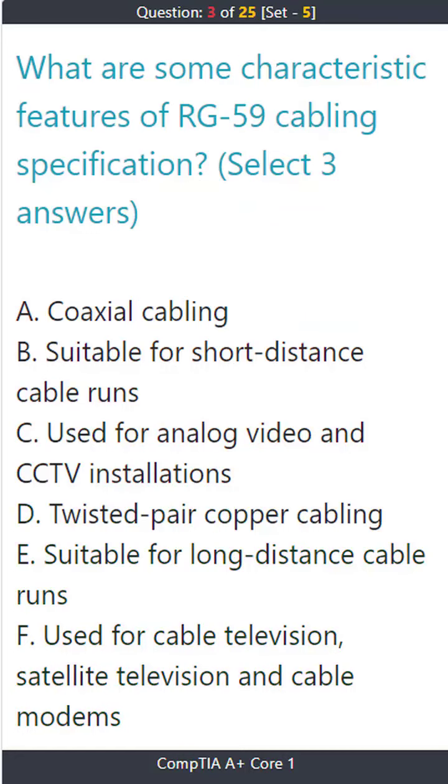Question 3. What are some characteristic features of RG59 cabling specification? Select 3 answers. A. Coaxial cabling. B. Suitable for short-distance cable runs. C. Used for analog video and CCTV installations. D. Twisted pair copper cabling. E. Suitable for long-distance cable runs. F. Used for cable television, satellite television, and cable modems.